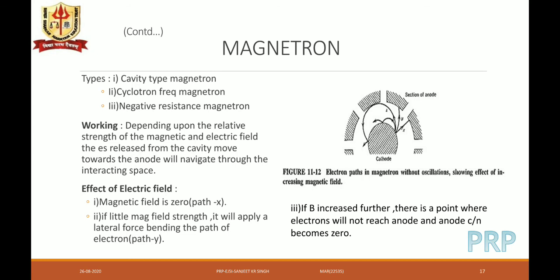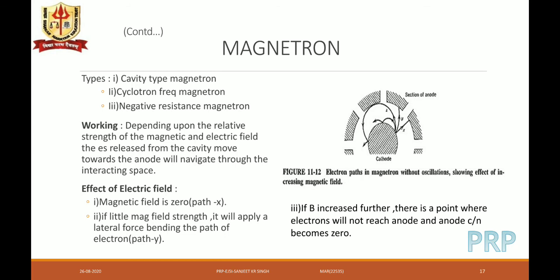So what is the effect of the electric field? If only the electric field is present and the magnetic field is 0, then the path is straight from cathode to anode. It readily comes to the anode. Then if a little magnetic field is applied, the path of the electron from the cathode is somewhat curved. Then if the magnetic field is increased further, there is a point where electrons will not reach the anode and the anode current becomes zero.